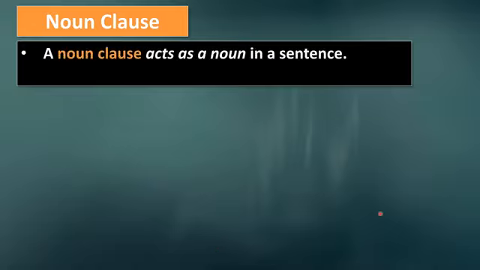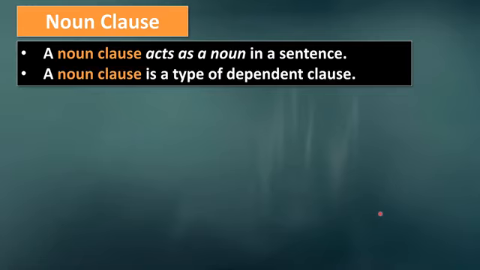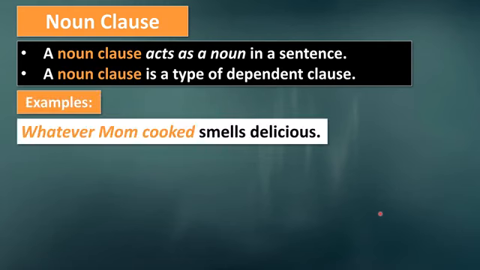So a noun clause acts as a noun in a sentence, and it's a type of dependent clause. Remember that all clauses have a subject and a verb or predicate. For example, whatever mom cooked smells delicious. Whatever mom cooked is a noun clause. And that's because these words together act as a noun in a sentence.